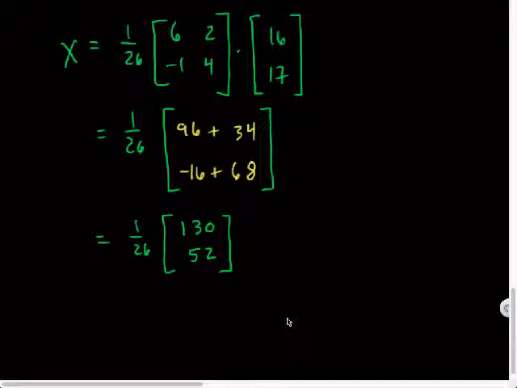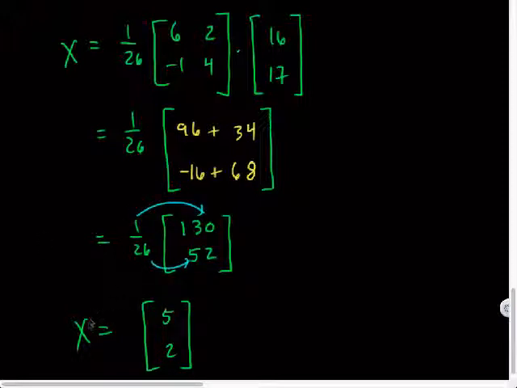Yep. And now I'm just going to multiply those by 1/26, which is the same as dividing by 26. And I get the matrix 5, and 52 divided by 26 is 2. So that's matrix X, capital X. So you just put 26 in? Yeah, you divide. Yeah, I just multiply. Okay. Easy enough for me.